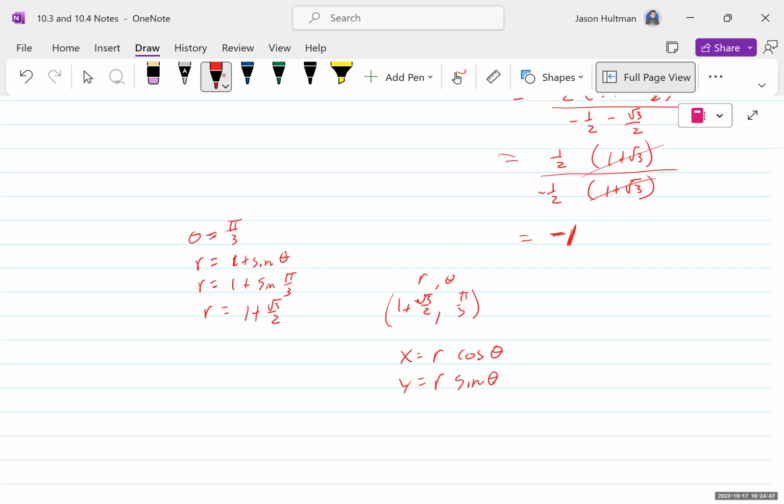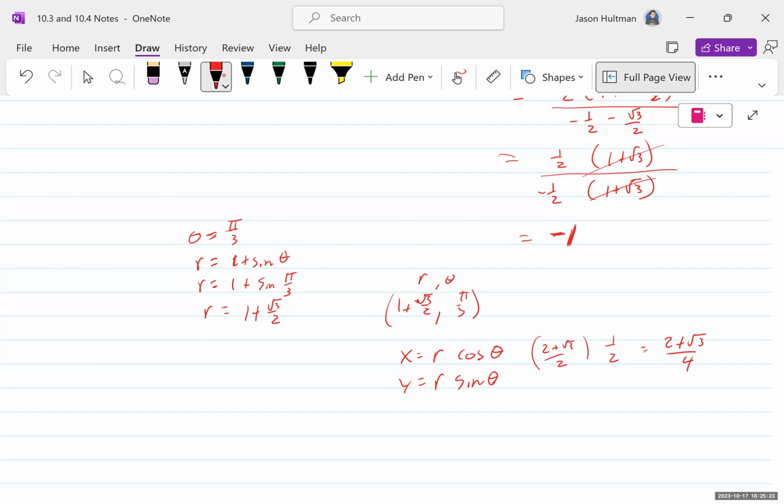So what is r? I'm going to rewrite r as 2 plus radical 3 over 2, and then times the cosine of pi over 3, that's just 1/2. So that's x equals 2 plus radical 3 over 4. Okay, good, so that's my x coordinate.